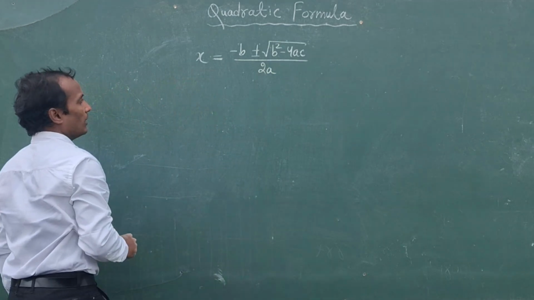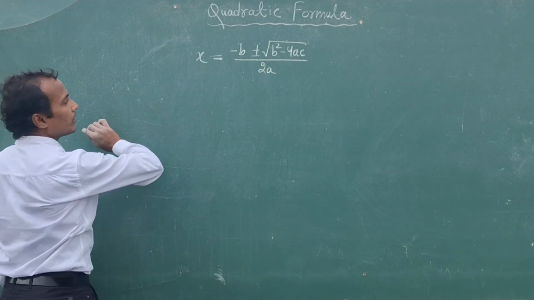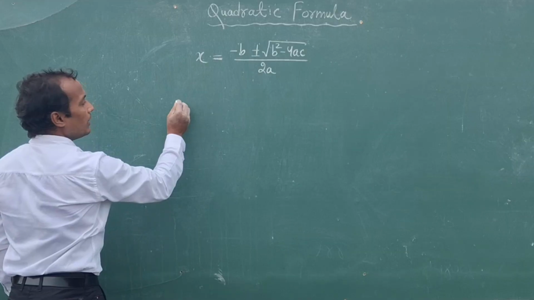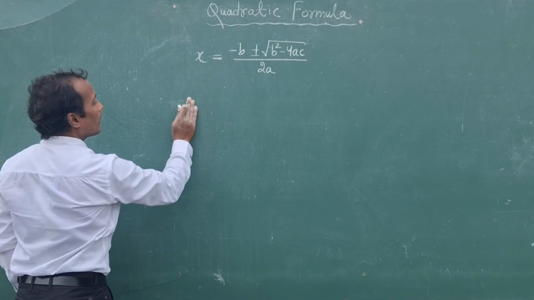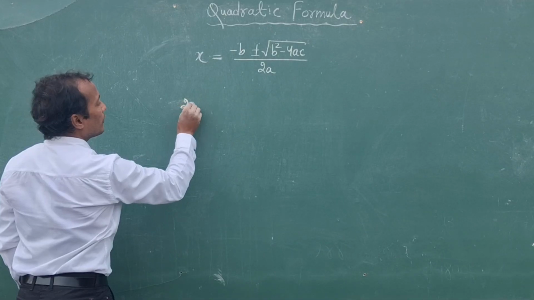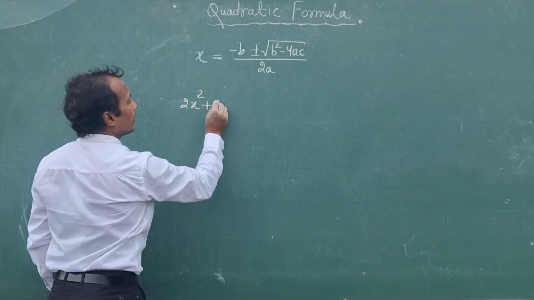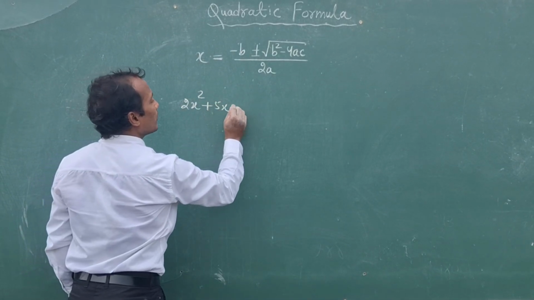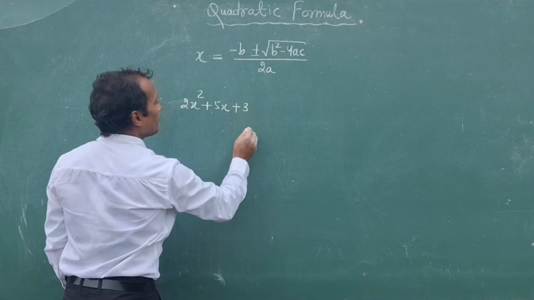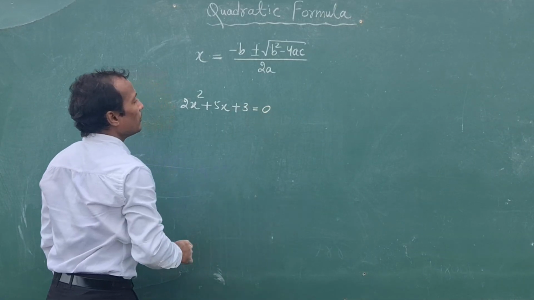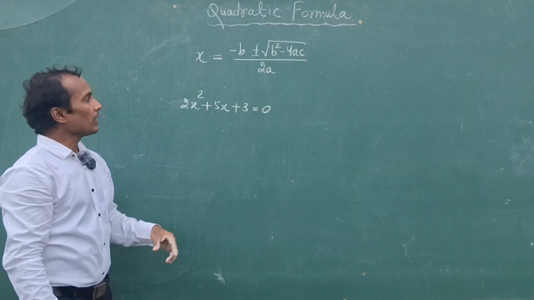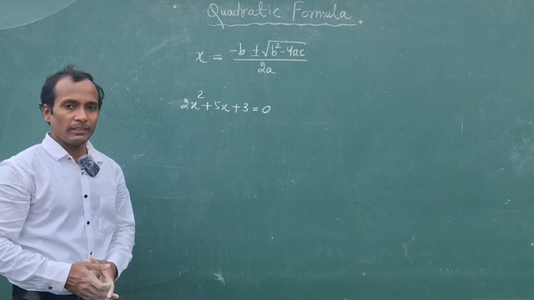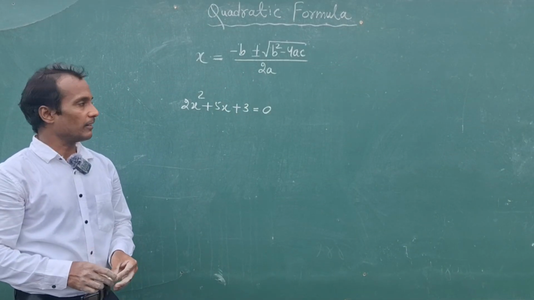This is the quadratic formula. If you want to find the value of x in a quadratic equation, for example, the quadratic equation is 2x square plus 5x plus 3 equals 0, and you want to find the value of x, then you use this formula. But how has this formula come up? Okay, I shall derive that.